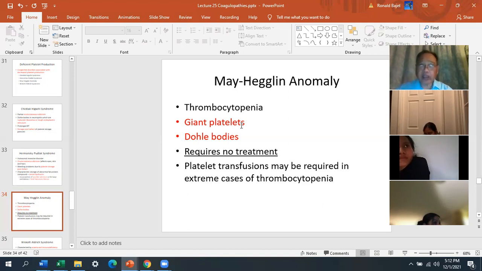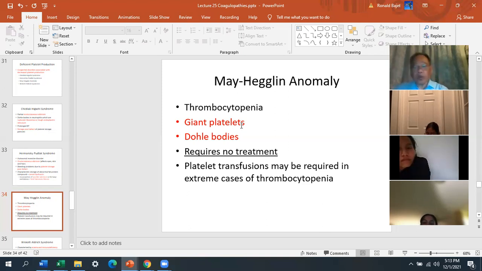So Chediak-Higashi, to review, is oculocutaneous albinism with Döhle bodies. Hermansky-Pudlak is oculocutaneous albinism with ceroid lipofuscin. And then May-Hegglin is Döhle bodies with giant platelets. Okay, hopefully you followed that one.